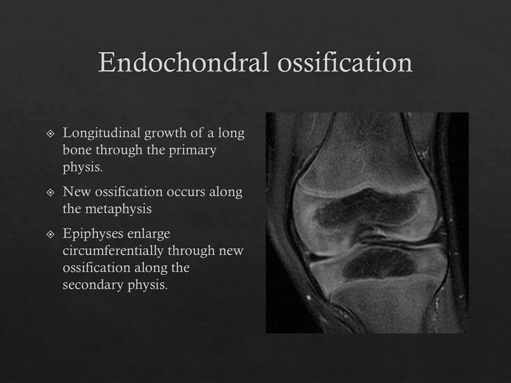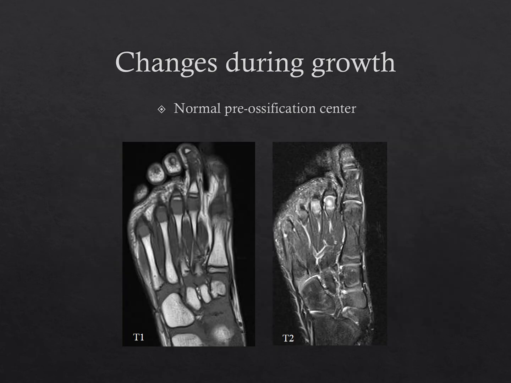The tubular bones grow longitudinally through the primary physis, and new bone is laid down along the metaphysis. The epiphyses enlarge circumferentially through new ossification along the circular secondary physis. At the beginning of epiphyseal ossification, the cells in the unossified epiphyseal cartilage coalesce, and there is decreased water binding, resulting in a focus of higher T2 signal intensity, which is referred to as a pre-ossification center.